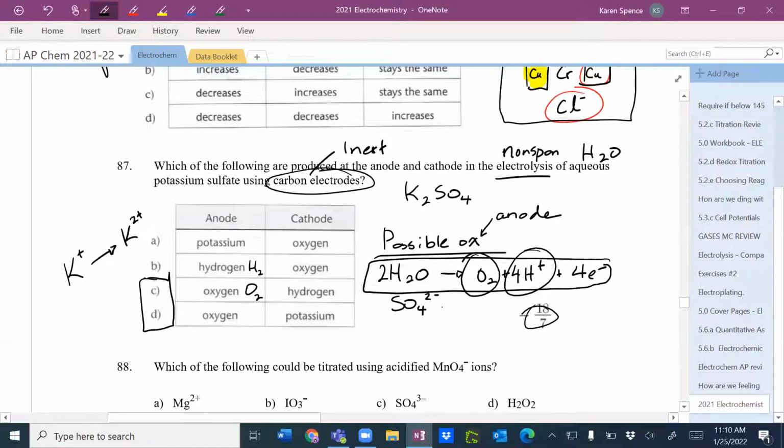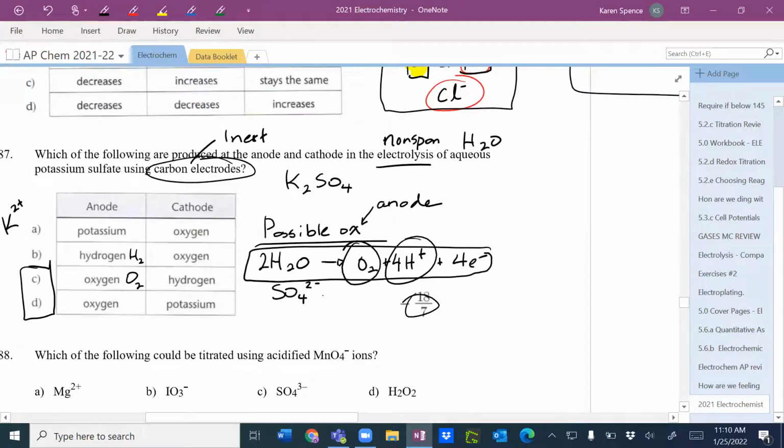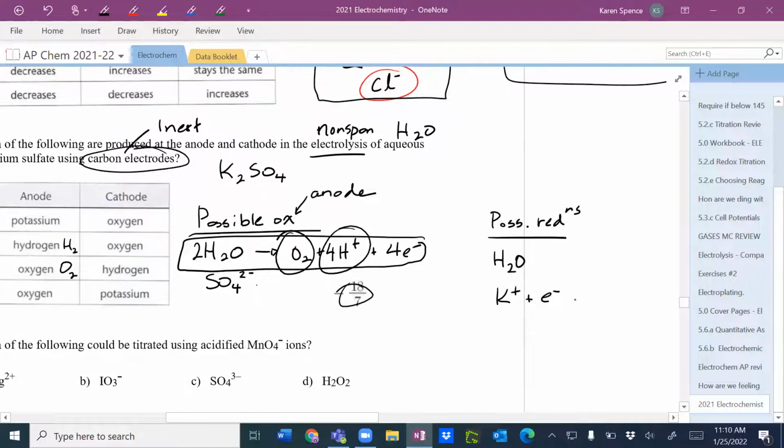And which of the following is produced at the cathode? So for our cathode, our possible reductions are, we have water, of course, and K can get reduced. It can gain an electron and become K solid. So let's compare our water and our potassium, and we'll also check SO4. I'm not sure if SO4 does get reduced, but we can look on our chart.